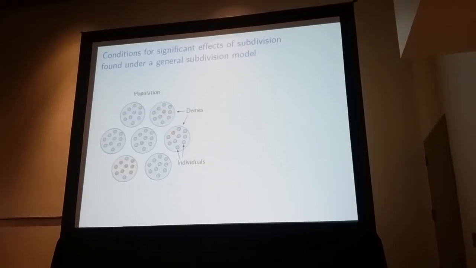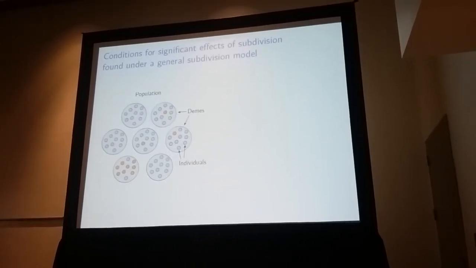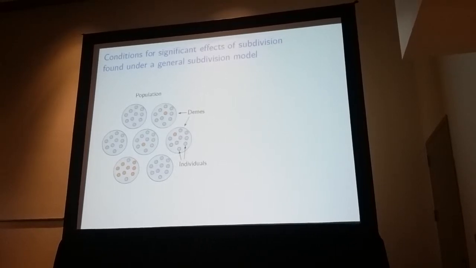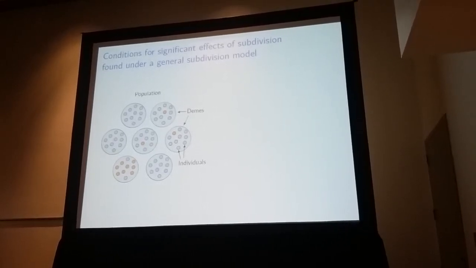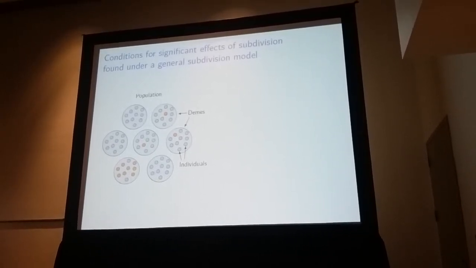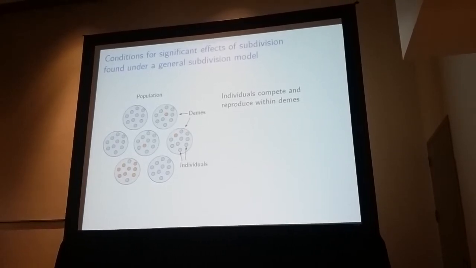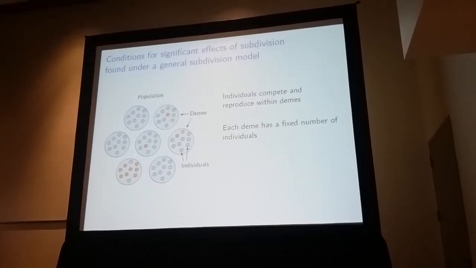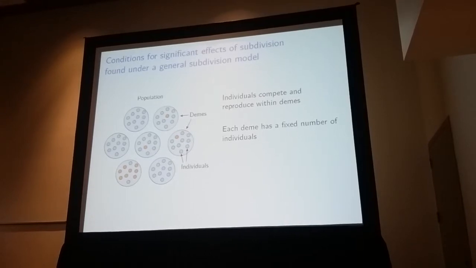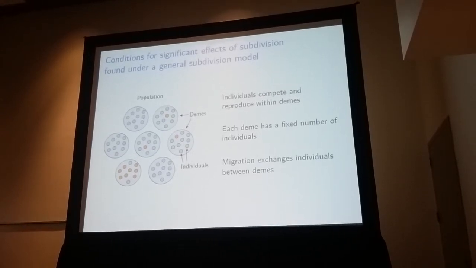And so when I'm describing the conditions for significant effects of subdivision, I'm going to use a very general model. So we have a subdivided population. I'm assuming that individuals compete and reproduce within demes, and that each deme has a fixed number of individuals, and that migration exchanges individuals between demes.